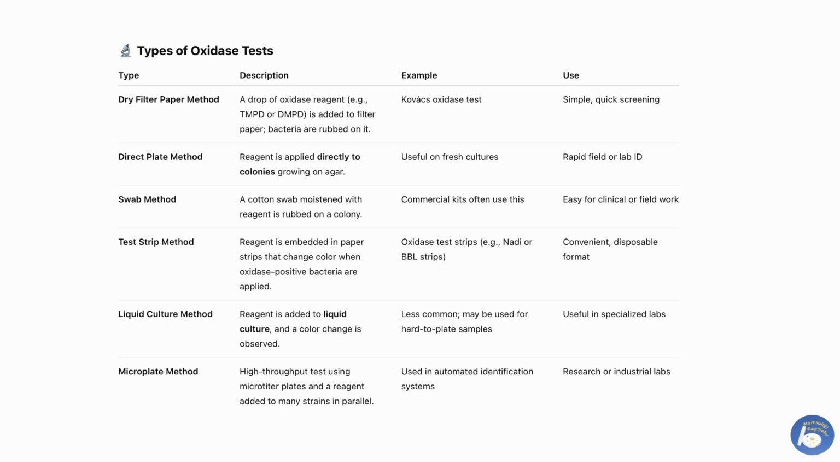Test strip method, reagent is embedded in paper strip that changes color when oxidase positive bacteria are applied. In liquid culture method, reagent is added to liquid culture and a color change is observed. This test is useful in specialized labs. Microplate method, high throughput test using microtiter plates and a reagent added to many strains in parallel. This test is useful in research or industrial labs.